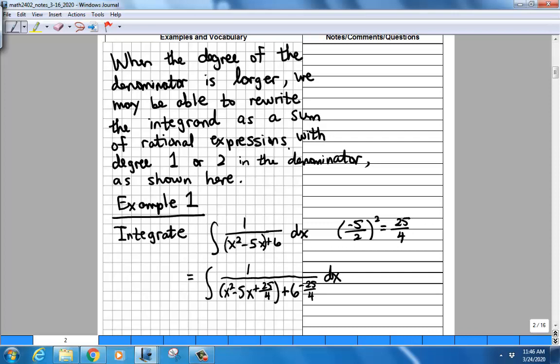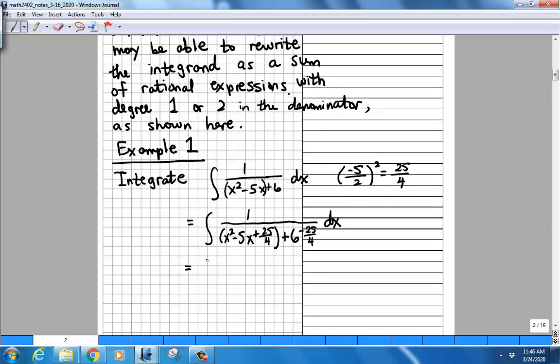And so once we complete the square, we end up with the antiderivative of 1 over, well, x squared minus 5x plus 25/4. That's going to factor as x minus 5 halves squared. Remember, this number minus 5 halves is going to be the second term in this binomial that you're going to square. So x minus 5 halves squared plus, and then you have 6 minus 25/4. But unfortunately, 6 minus 25/4 reduces to just minus 1/4. 6 minus 25/4 is minus 1/4.